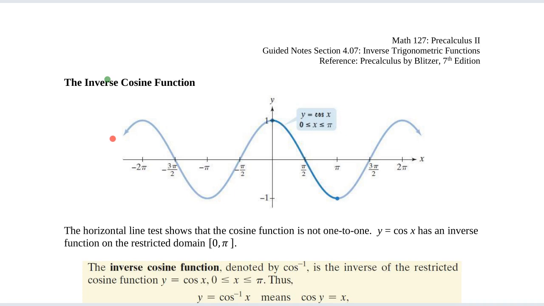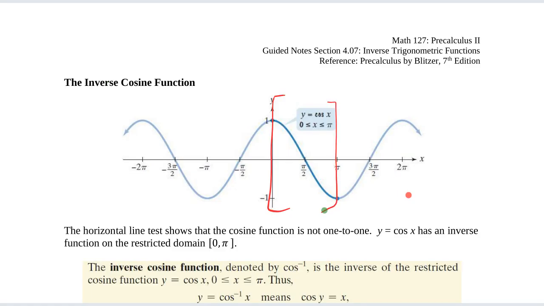If you recall the horizontal line test, if we draw a horizontal line here, it will intersect the graph more than once. Same thing as the sine. If we want cosine to have an inverse, we must restrict its domain. For the inverse cosine, the restricted interval would be from 0 to pi. So we're going to restrict the domain from 0 to pi.